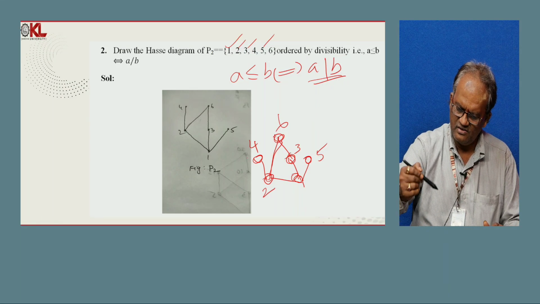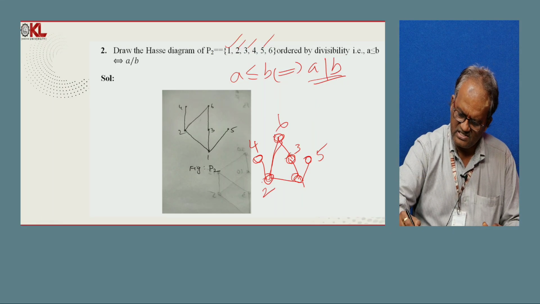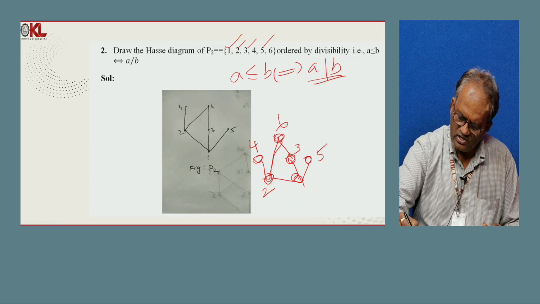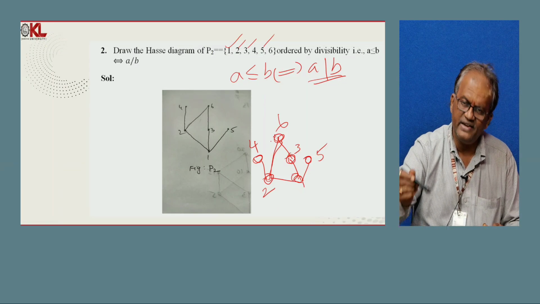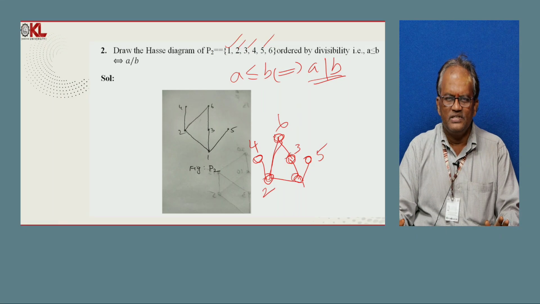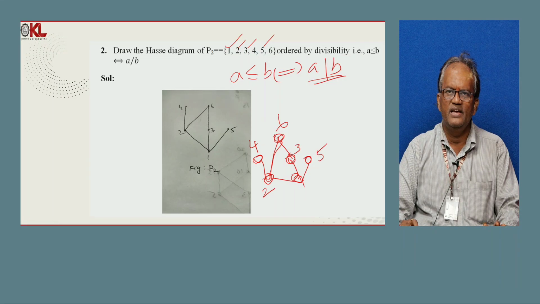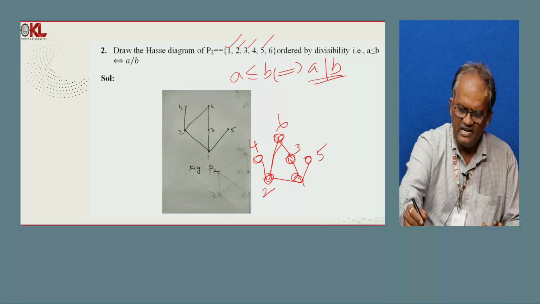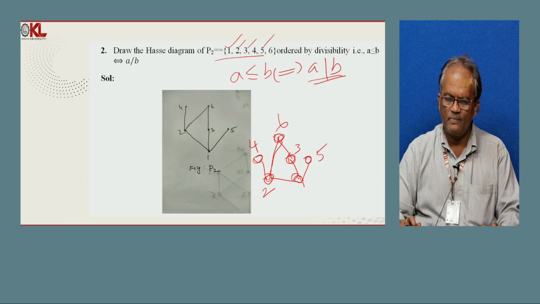2 must divide 4, 2 must divide 6, that's why the line is there. See, 4 does not divide 6, that's why the line is not connected. Like this you have to identify carefully when you are drawing the diagram by using a poset. See, posets are finite sets.